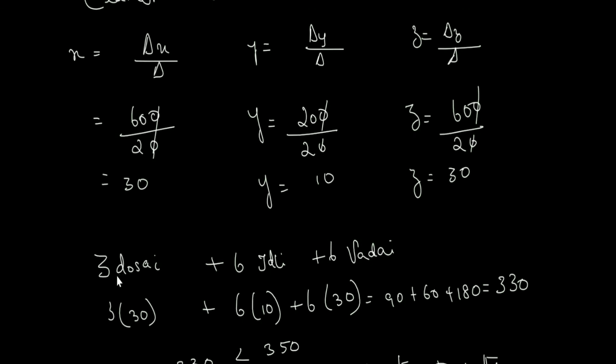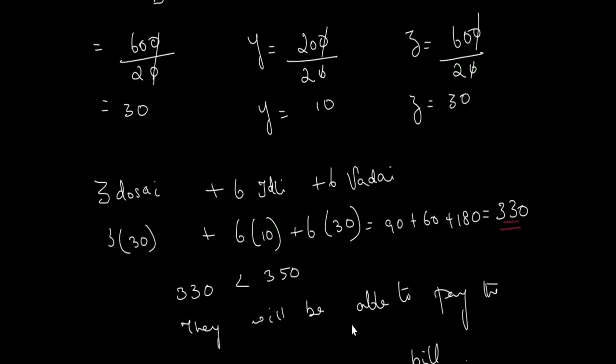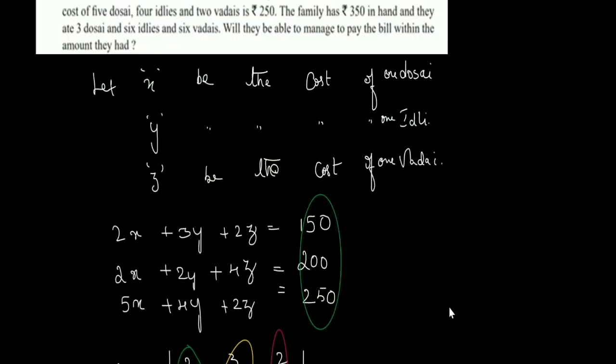So the family is buying 3 dosai, that is 3 into 30. And the family is buying 6 idlis, that means 6 into 10. And 6 vadai, that is 6 into 30. So 3 into 30 is 90, 60, 180. That means the bill is 330. They have 350 in their hand. So 330 is less than 350. That means they will be able to pay the bill. That's the question asked here.